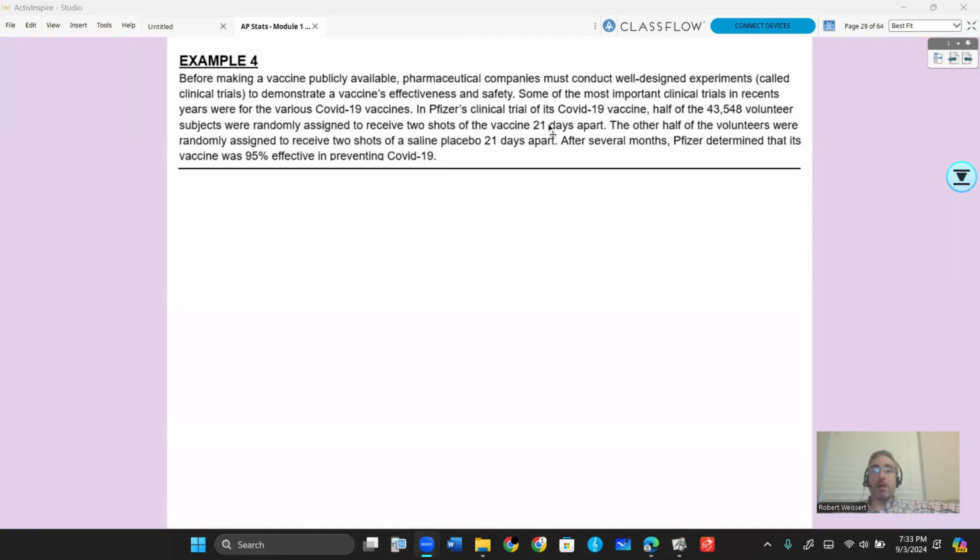In Pfizer's clinical trial of its COVID-19 vaccines, half of the 43,548 volunteer subjects, it's a pretty big experimental trial, were randomly assigned to receive 2 shots of the vaccine 21 days apart. I remember getting that shot. The other half of those volunteers were randomly assigned to receive 2 shots of the saline placebo. So we have saline placebo and vaccine, and we have 2 different groups. After several months, Pfizer determined that its vaccine was 95% effective in preventing COVID-19. So you have the idea of that experiment.